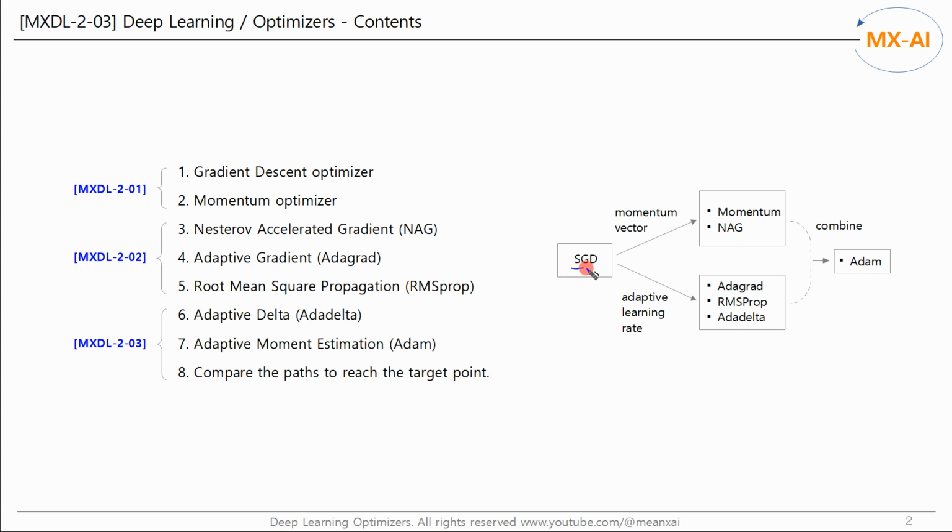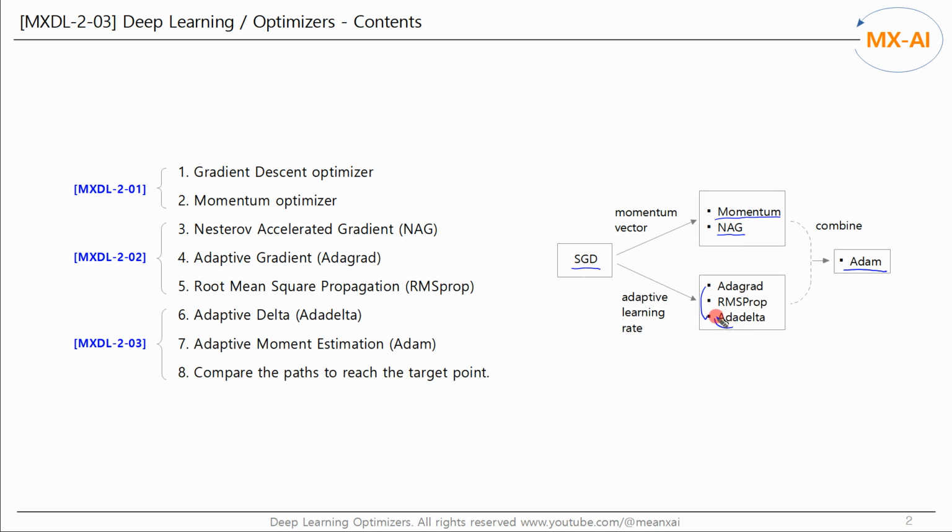The stochastic gradient descent, SGD, is the most basic optimizer. Momentum optimizer and NAG optimizer add momentum to SGD. And the Adagrad, RMSprop, and Adadelta optimizers adjust the learning rate according to the gradient history for each parameter. Finally, Adam combines momentum and adaptive optimizers to take advantage of the best of both optimizers.